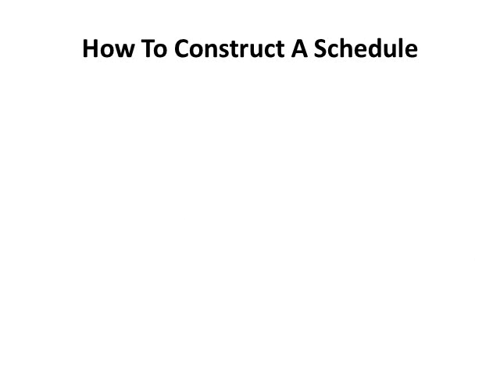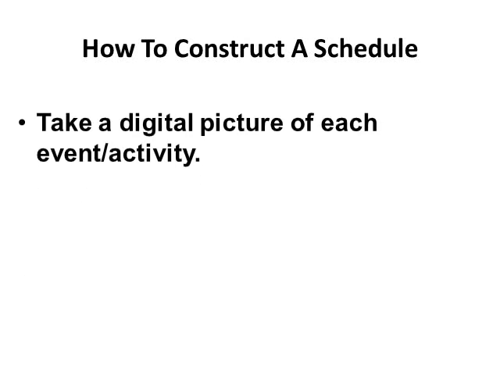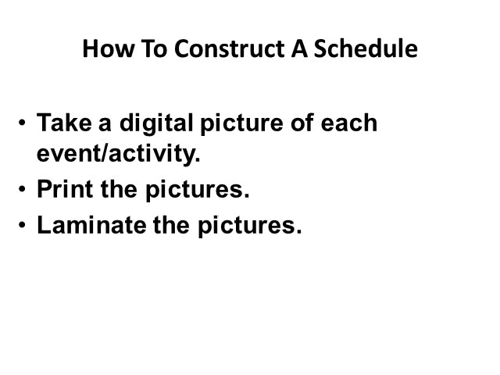Still talking about how to construct a visual schedule. You just need to take a digital picture of each event or activity that's going to occur. Take a picture of something that is going to best represent what your learner is going to have to do, what event it is or what activity it is. Then you're going to want to print those pictures out. The next thing that you're going to do is to laminate those pictures.